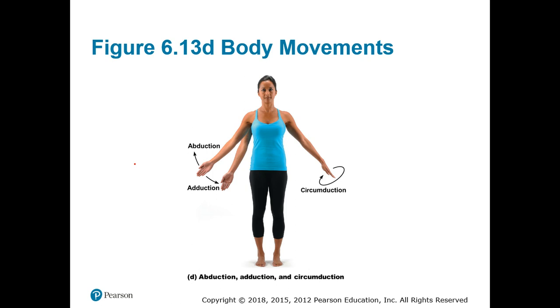Again, here is abduction, moving the arm away. Adduction is moving it towards the body. Circumduction is, again, when you make circles with your ball and socket joint.